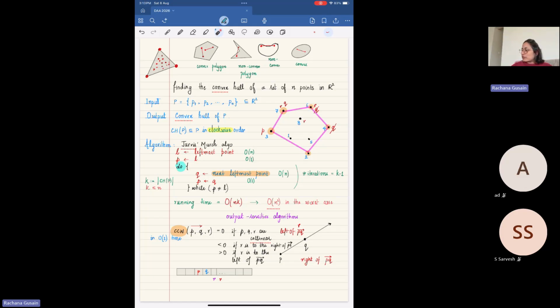Both this Jarvis March and the Graham scan follow different strategies. If you're interested, now that you have understood what a convex hull is, just go and search for the Graham scan algorithm. That is also a simple algorithm. It uses a stack to compute the convex hull, and the running time is n log n.